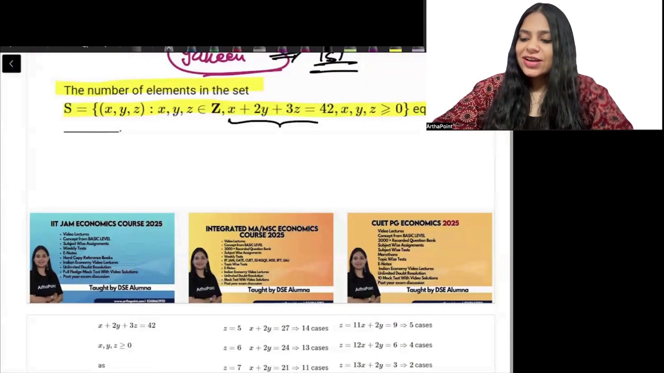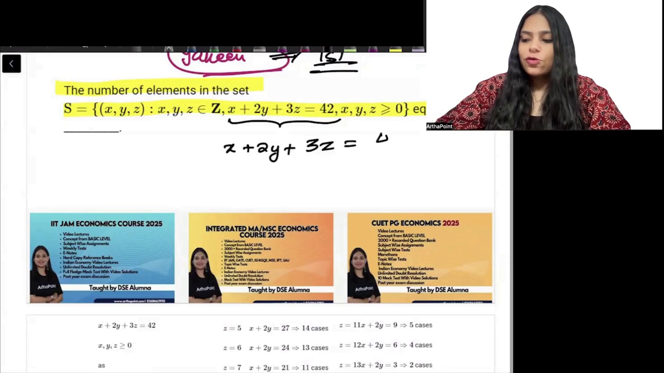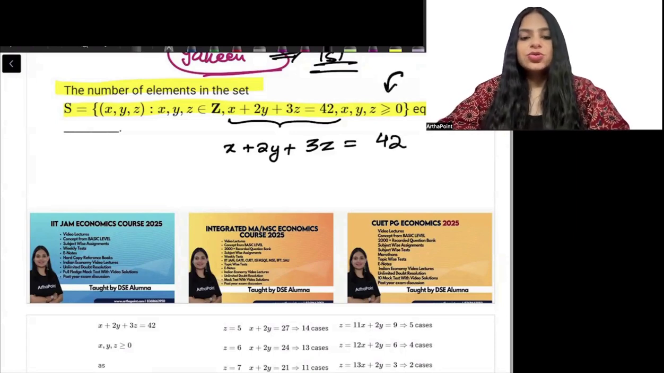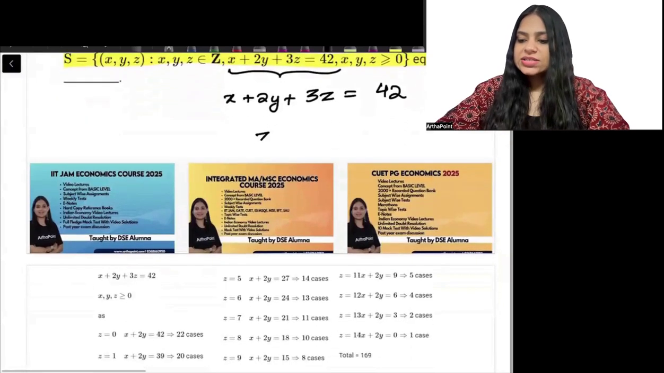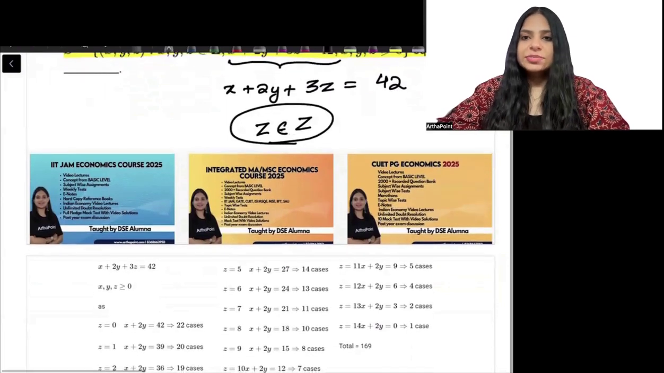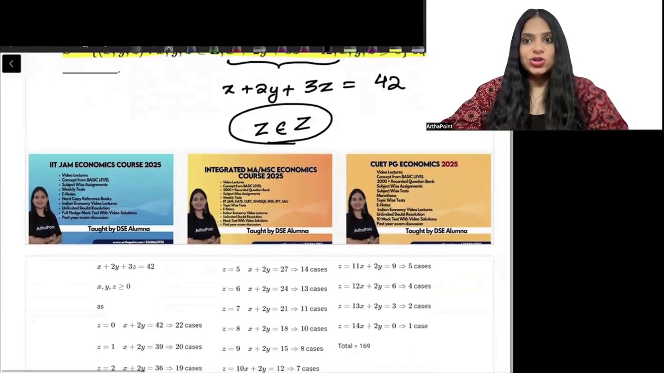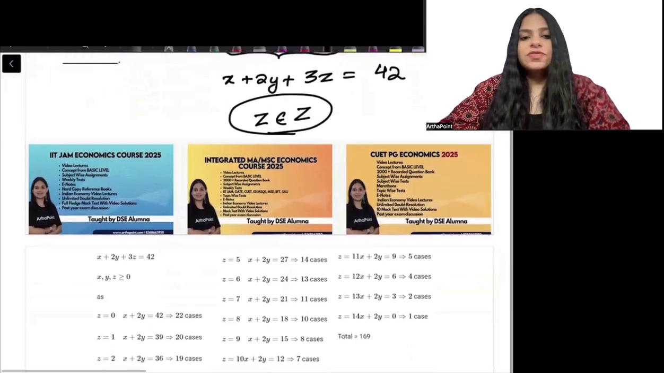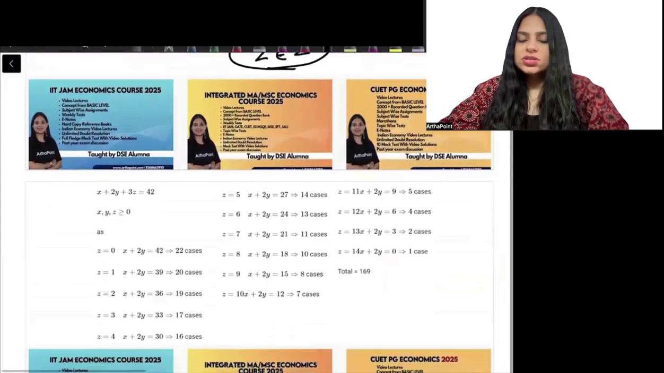So the set is defined such that x plus 2y plus 3z is equal to 42. All x, y, and z should be greater than or equal to 0. But what you are also given is that z belongs to Z. Since z belongs to Z, it means that z needs to be an integer, a positive integer. It cannot be a decimal, right? So we already know this.